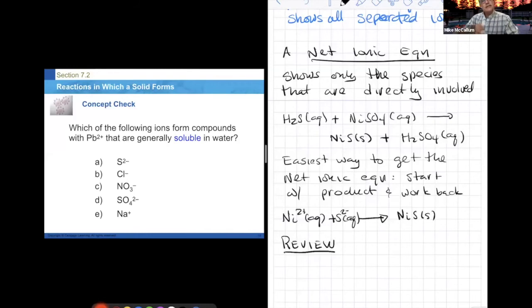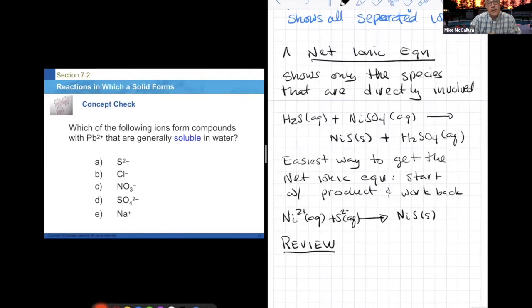Okay, let's take a few minutes just to do a little bit of a review using the slides that we provide for you. First of all, let's look at this concept check. Which of the following ions form compounds with lead that are generally soluble in water? You can do this along with the solubility rules if you would like, or you can try to test yourself by what you know so far. And you'll start to see patterns here.